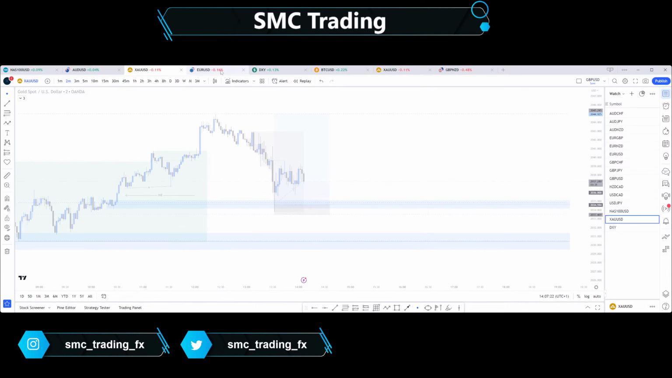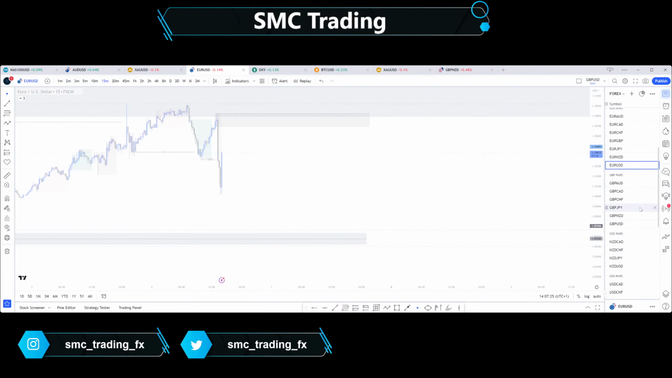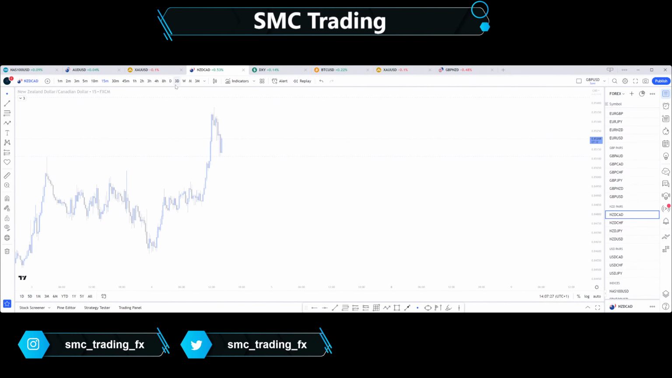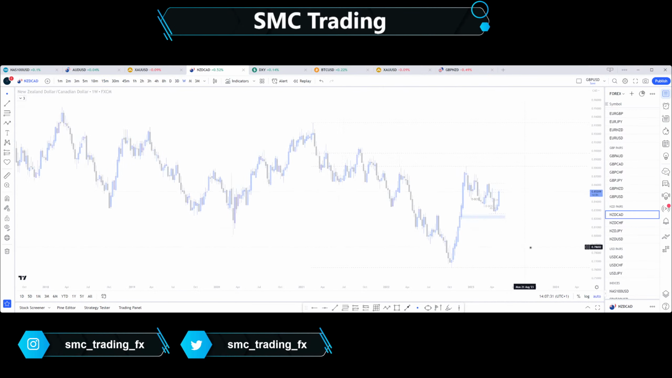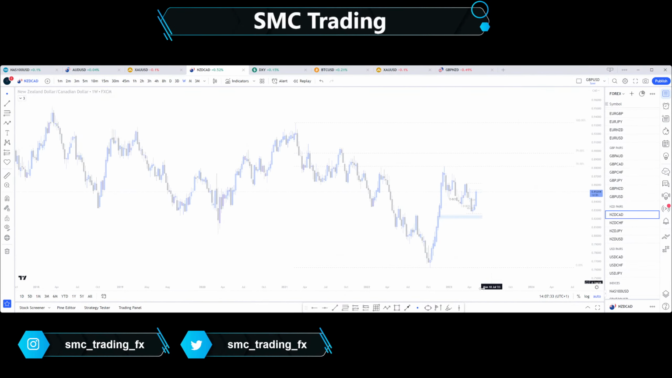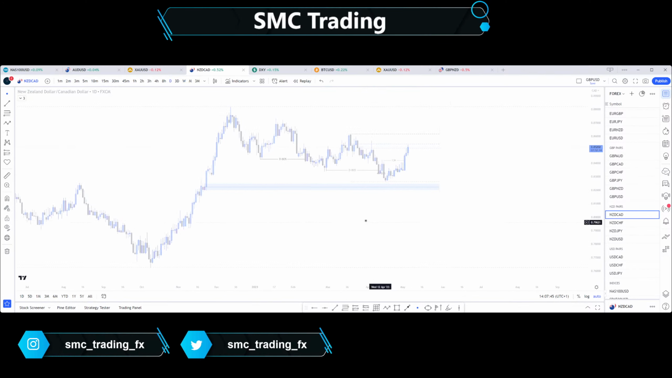NZD CAD. Let's look at NZD CAD. So NZD CAD, I have it in this. Originally NZD CAD approached this weekly area, and then we started to sell off from this weekly area of supply, or weekly pullback, and this supply zone here. And then on a daily, we started to have these.